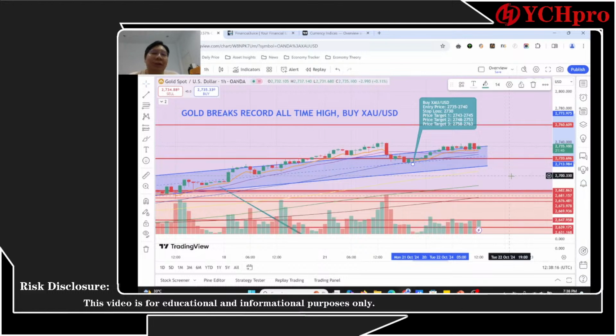RSI is a very good tool to track how the market price action is working. RSI stands for Relative Strength Index, guys. Usually you could see parameters at above 20 and above 80.